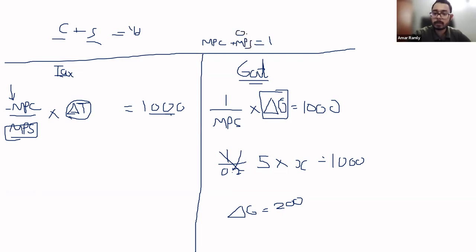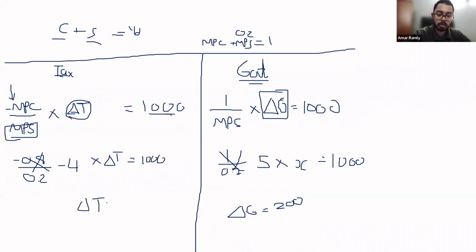So if you're given MPS of 0.2, all you have to do is subtract it from 1, and you get MPC, which is 0.8. Then 0.8 times 0.2, which is 4, times the change in T, gives you 1,000. So clearly, guys, the change in T comes to 250.